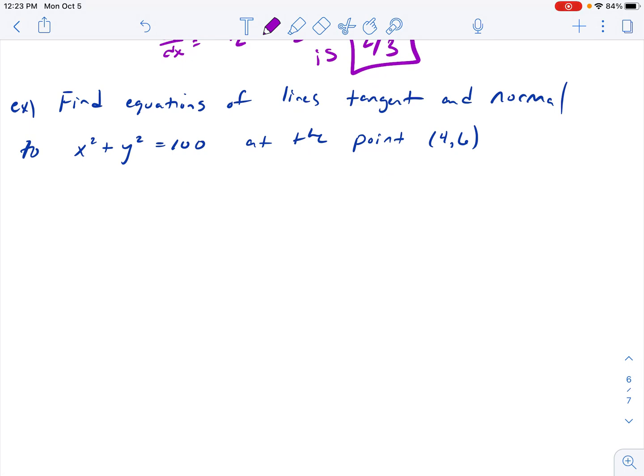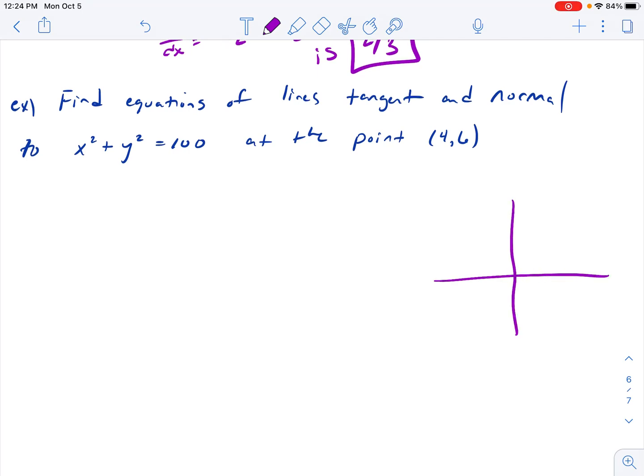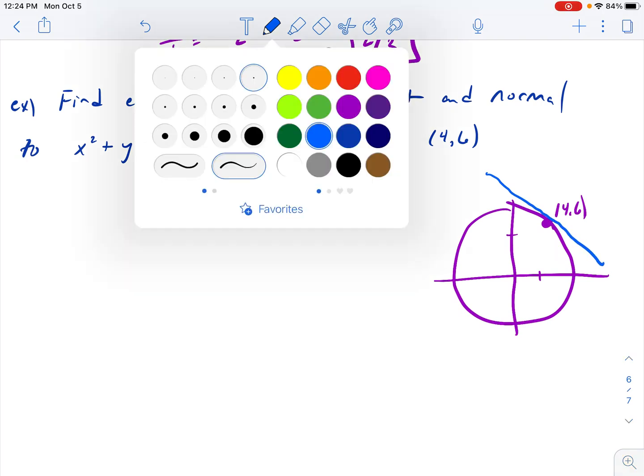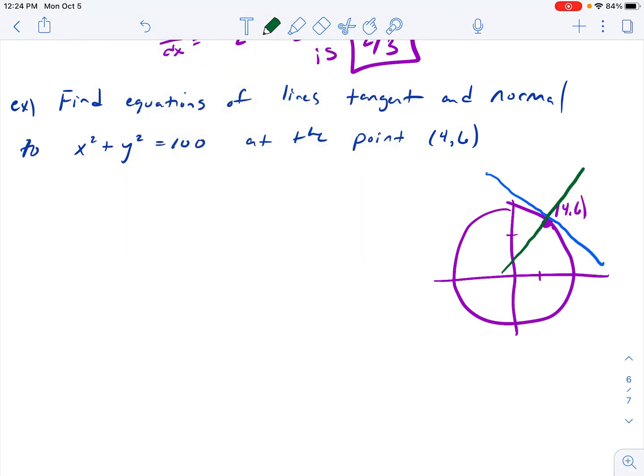And one more example. Find the equations of the lines tangent and normal to the circle x squared plus y squared equals 100 at the point (4, 6). Okay? So what do we got? Circle centered at the origin, radius of 10. We got the point (4, 6). So the tangent line, by the looks of it, is going to have some negative slope, and the normal line, which is perpendicular, should have some positive slope, I'm guessing. Okay? That's the gist of what's going on. We're finding the slopes of those blue and green lines there, okay?